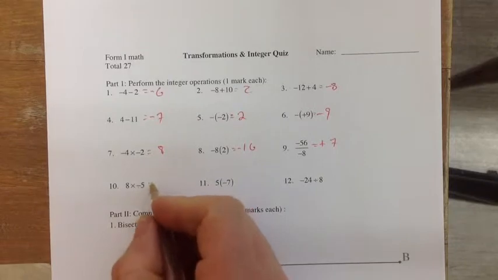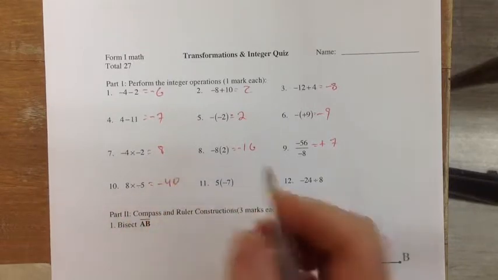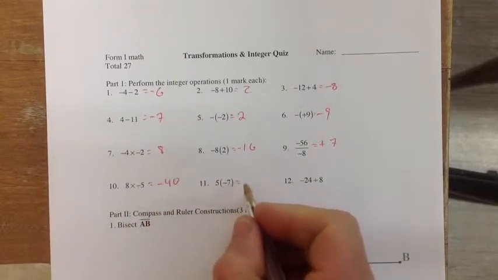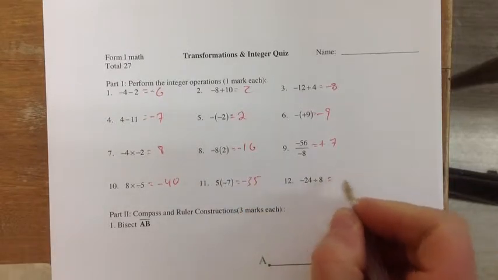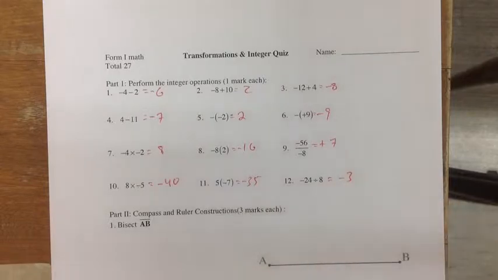8 times -5, disagree, -40. 5 times -7, they disagree, -35. A negative divided by a positive, they disagree, so that's going to be -3. Okay.